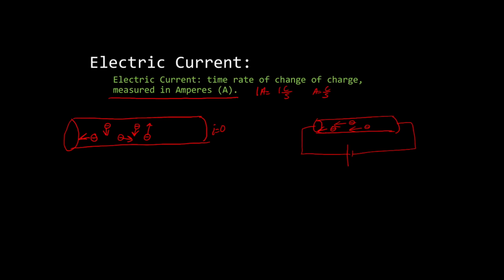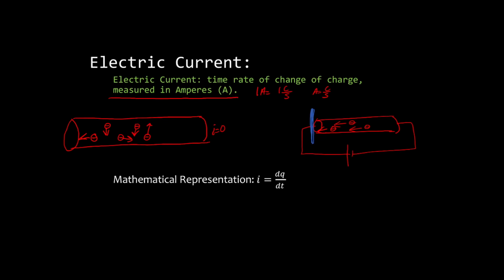Now to quantify this, if we take a single point on this wire, which we'll say right here, how many electrons cross this point per second? That is the time rate of change of charge. So the more electrons you have crossing a particular point per second, the greater the current. The fewer electrons you have crossing a point per second, the less current you have.